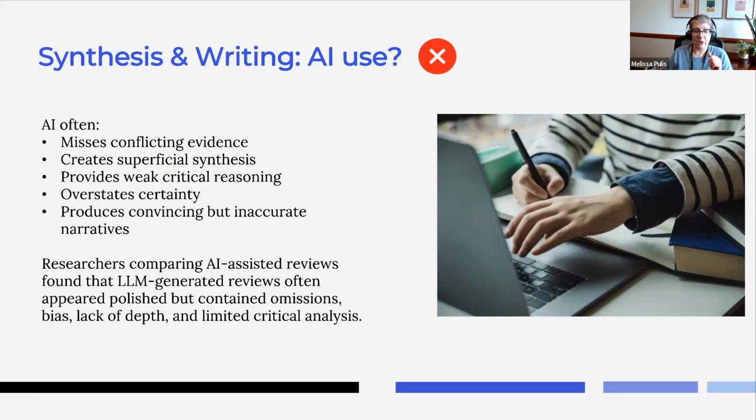So in one study, researchers compared AI-assisted reviews to those that were published in Cochrane Library, and they found that the LLM-generated reviews appeared polished, but they contained omissions, bias, lack of depth, and limited critical analysis. So I say skip AI on these sections.